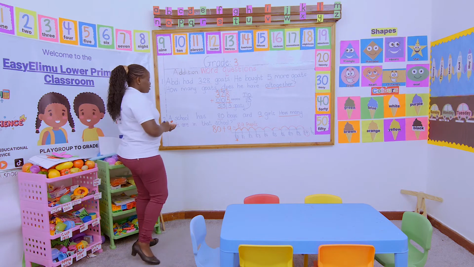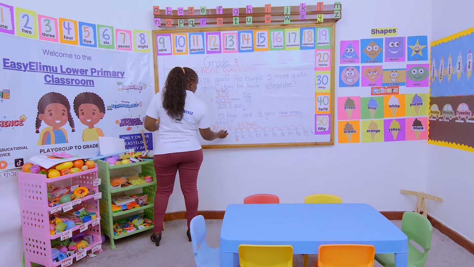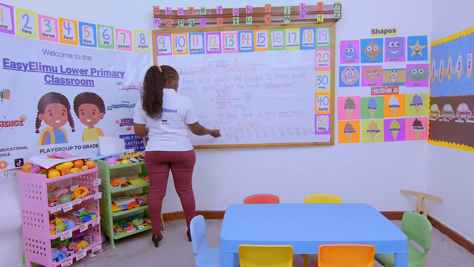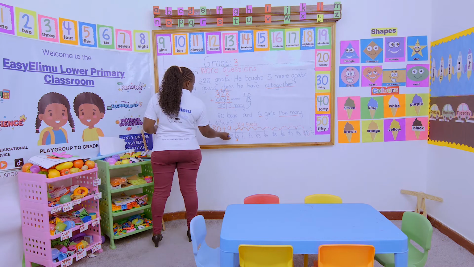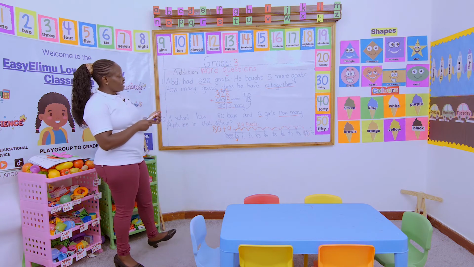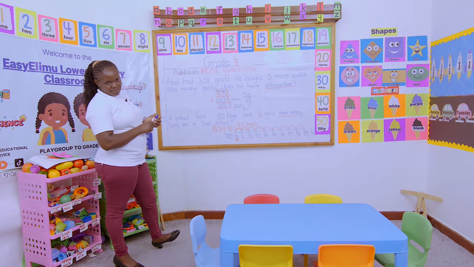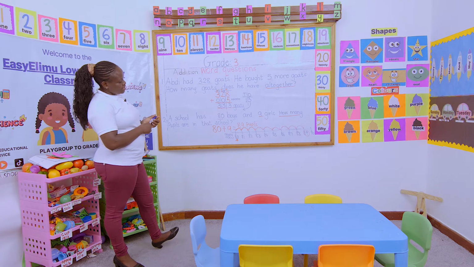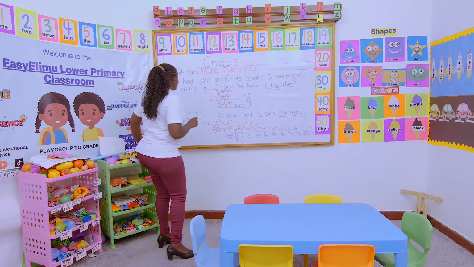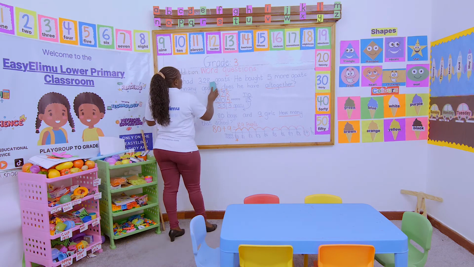I can decide to count on from 80. Then I say 1, 2, 3, 4, 5, 6, 7, 8, 9. So I'll say 80, 81, 82, 83, 84, 85, 86, 87, 88, 89. I'll still get how many? 89 pupils. Grade 3s, any question? The most important thing is you must choose your method of addition wisely.